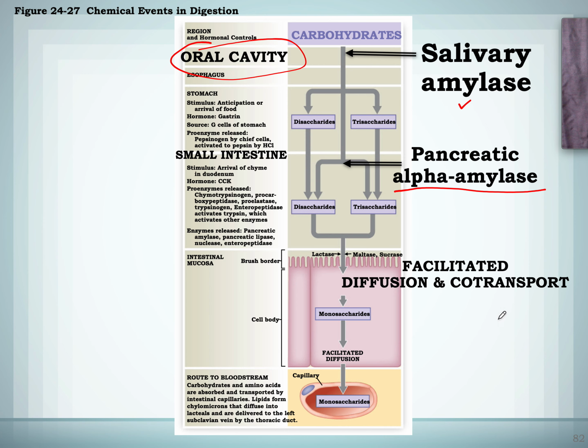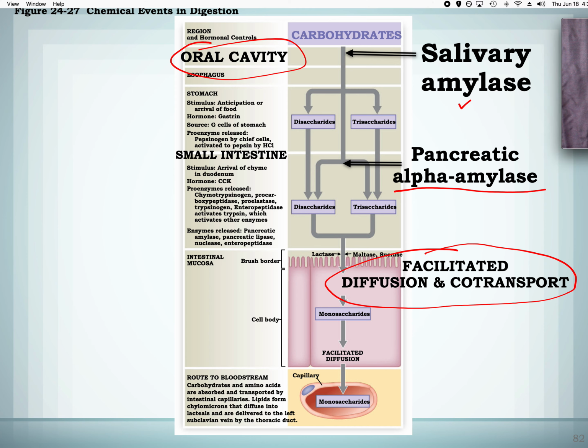Lactose intolerance, we discussed, is not enough lactase, or no lactase. And then monosaccharides are absorbed into the intestinal cells via facilitated diffusion and co-transport.